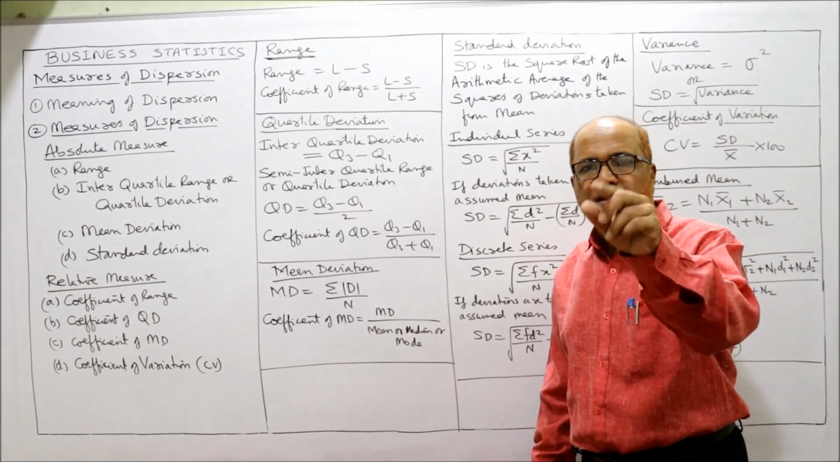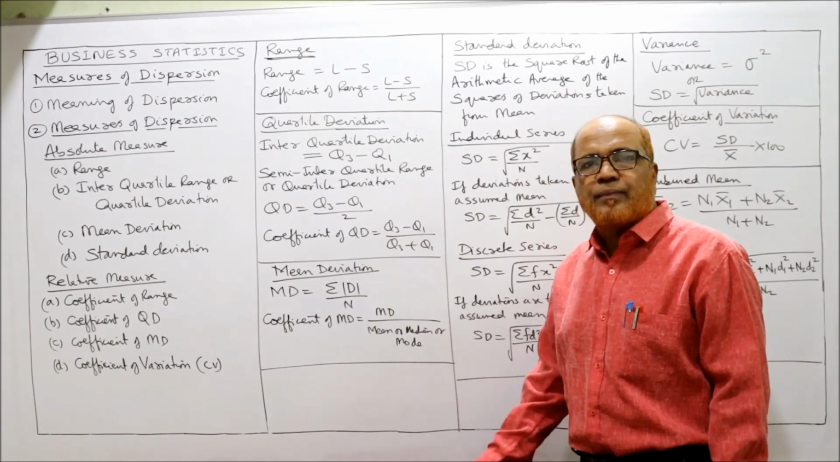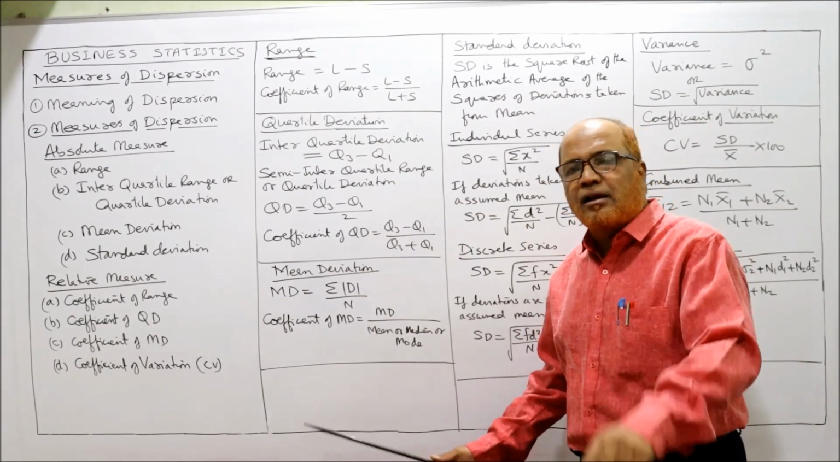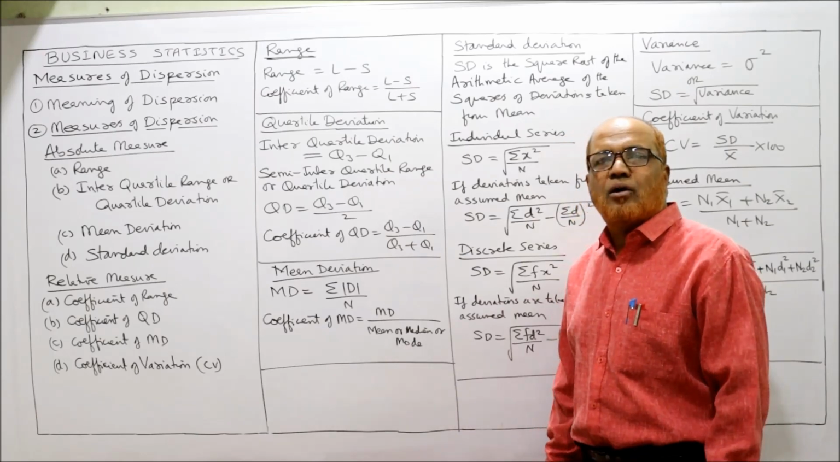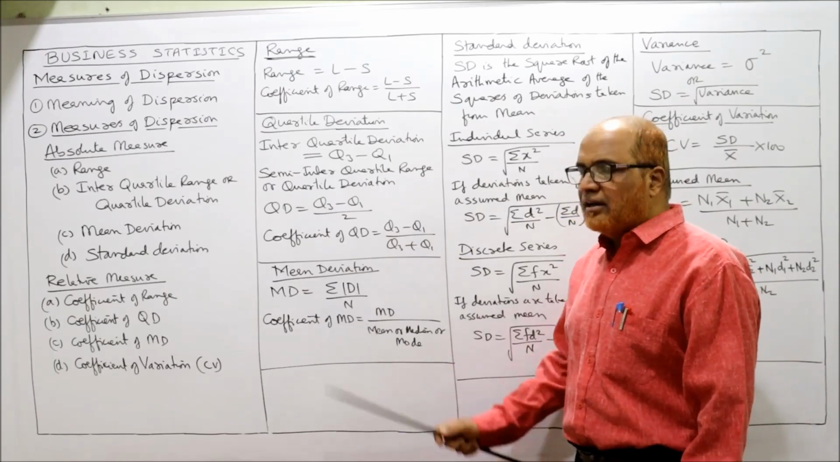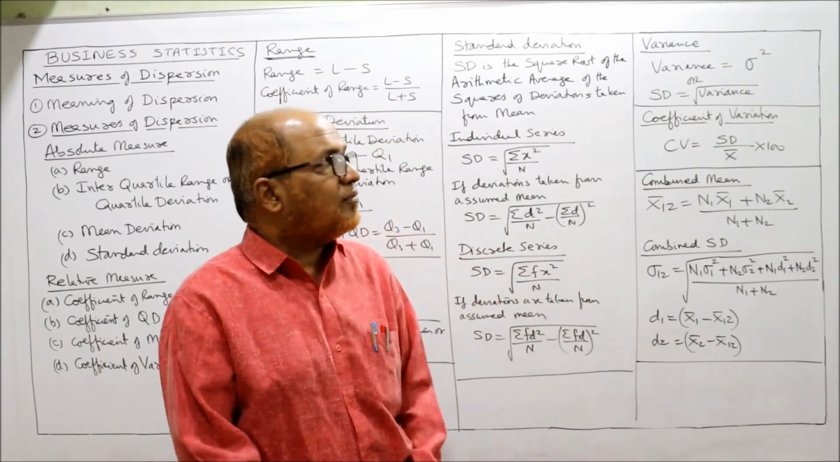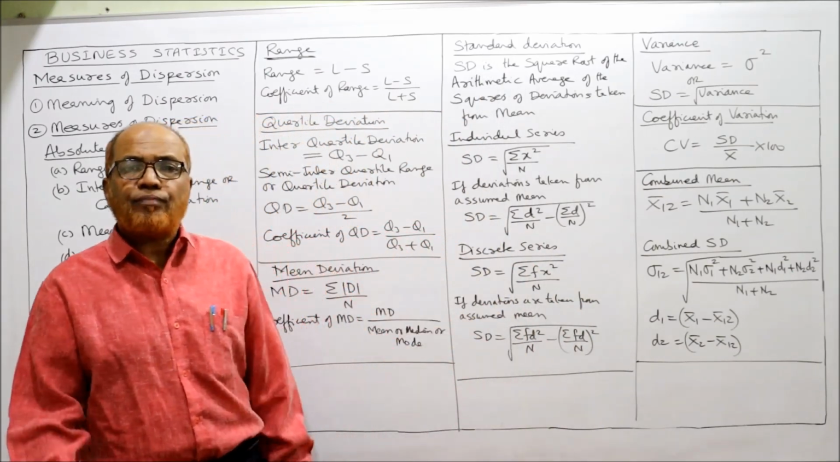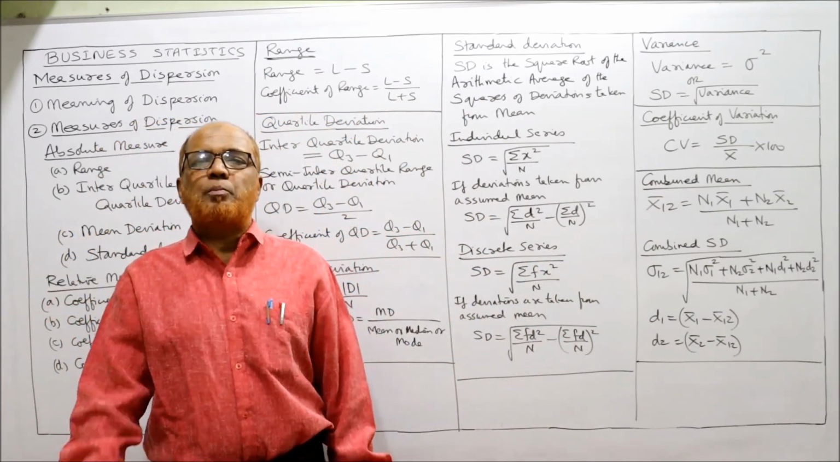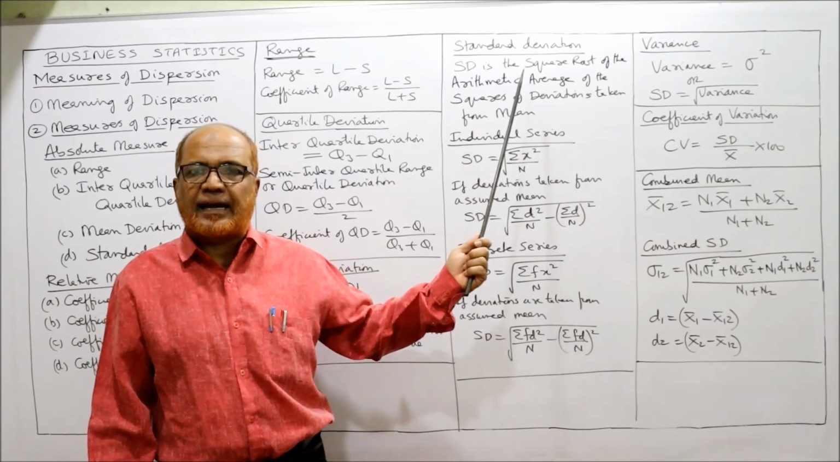If deviations are taken from the mean, the denominator will be the mean. If deviations are taken from the median, take the denominator as the median or mode, like that. So that is mean deviation. The next measure of dispersion is standard deviation. The widely used measure of dispersion is standard deviation.